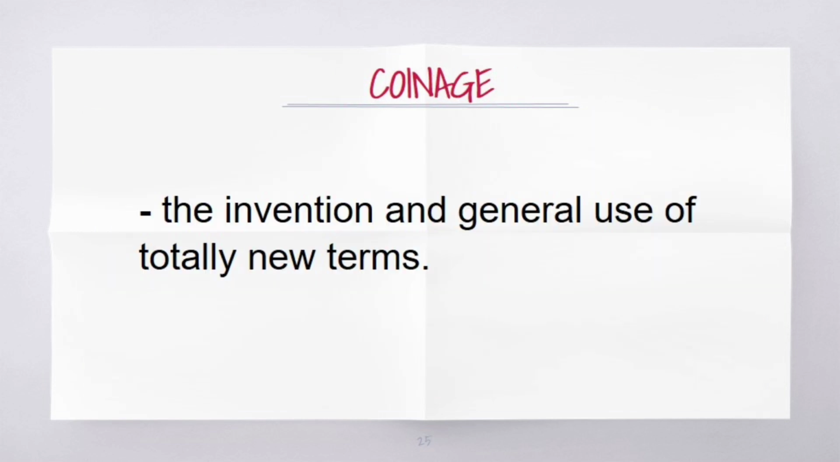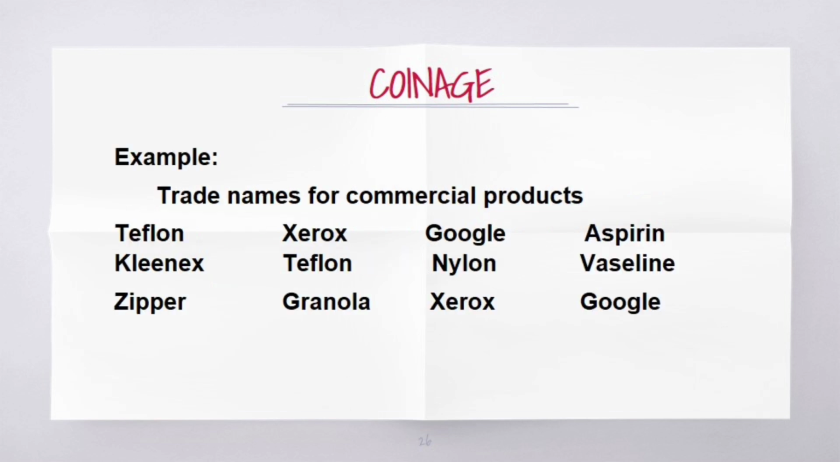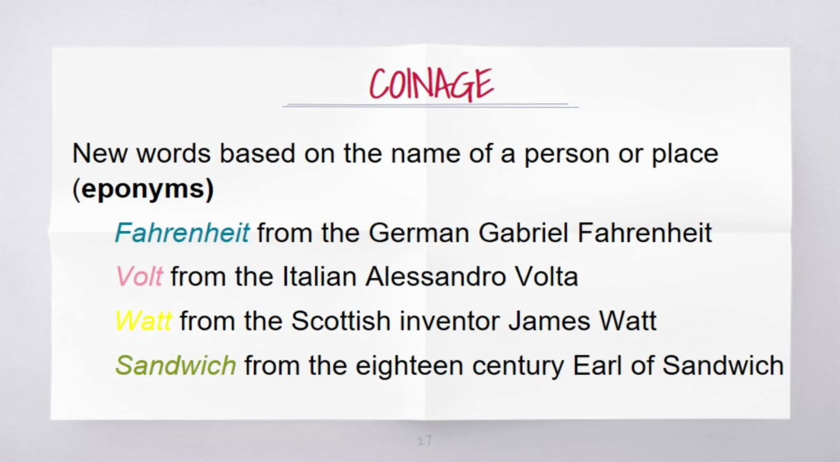This time, let's talk about coinage. Coinage is the invention and general use of totally new terms. For example, trade names for commercial products like Teflon, Xerox, Google, aspirin, Kleenex, nylon, Vaseline, zipper, granola. There are also new words based on the name of a person or place, and they are called eponyms. Fahrenheit from the German Gabriel Fahrenheit. Volt from the Italian Alessandro Volta.